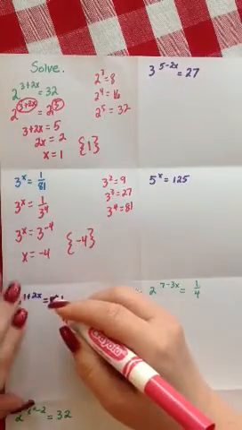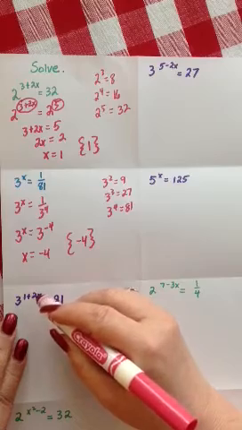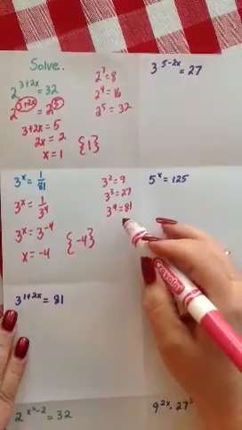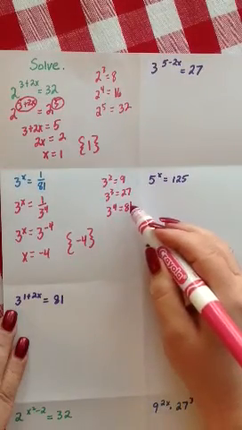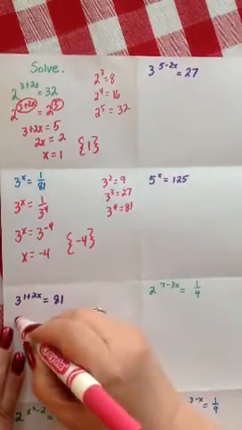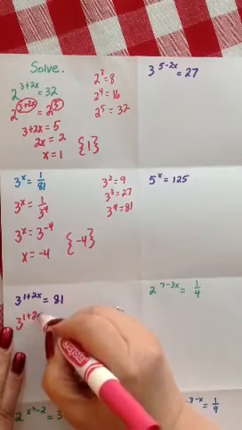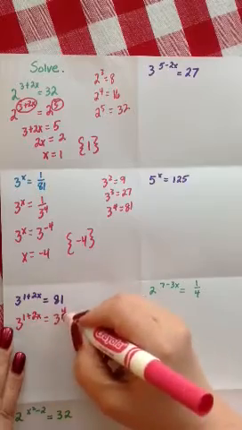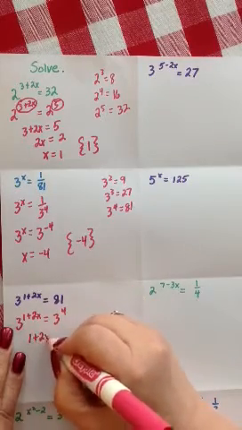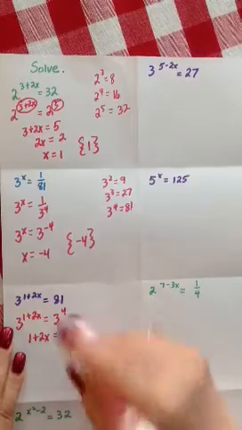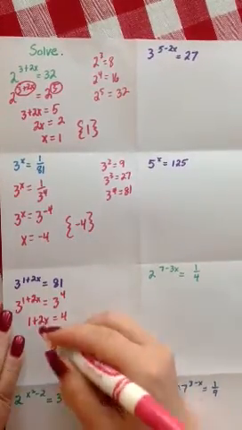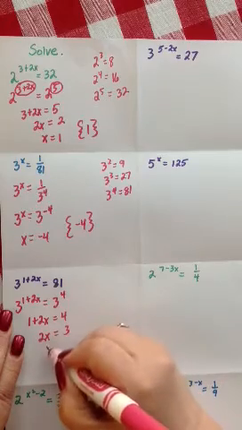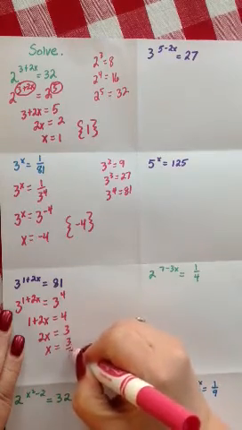Next we have 3 raised to the 1 plus 2x is equal to 81. Well, we just said before that 3 to the fourth was 81. So we could say here that 3 to the 1 plus 2x is equal to 3 to the fourth. And then you could just set these equal to each other. 1 plus 2x equal to 4. And then you move the 1 over, so you get 2x is equal to 3. So x is 3 halves.